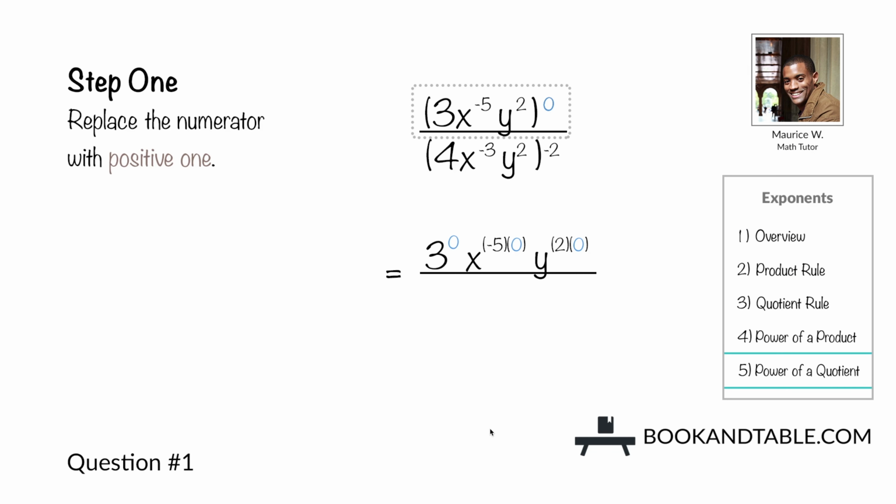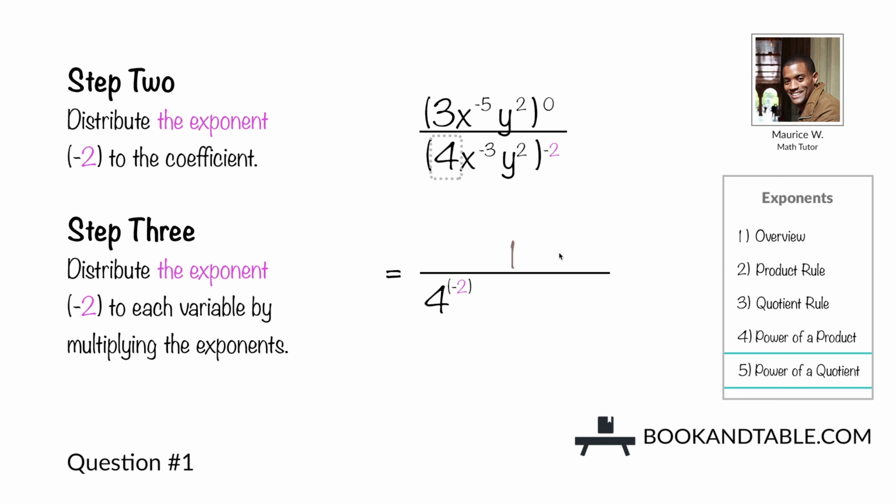Question number 1, step 1, replace the numerator with positive 1. So since we have this entire monomial inside a pair of parentheses, this exponent of 0 is being applied to the entire thing. It's the same as having 3 to a power of 0, which is 1, times x to the negative 5 times 0, which is x to a power of 0, which is 1, times y squared to a power of 0, which is y to a power of 0. So you get 1 times 1 times 1, which is 1.